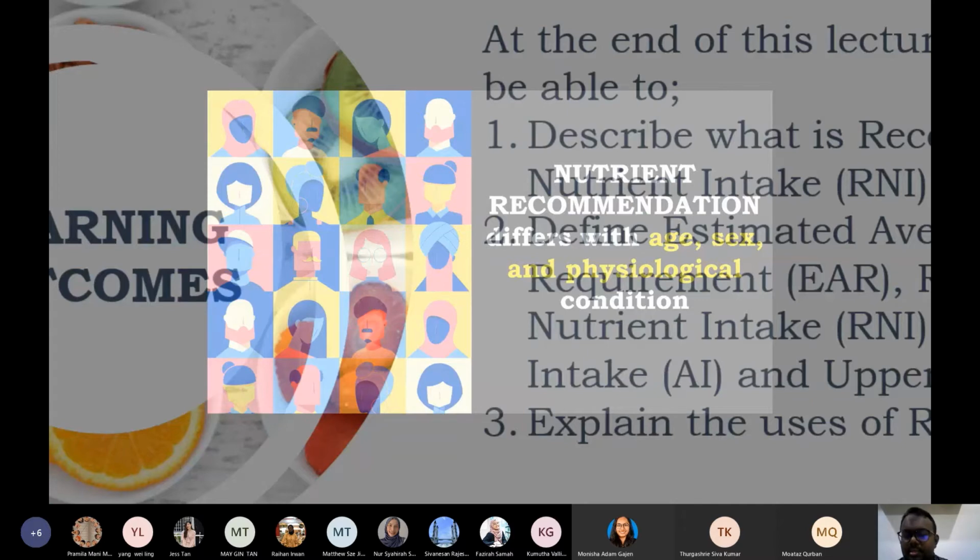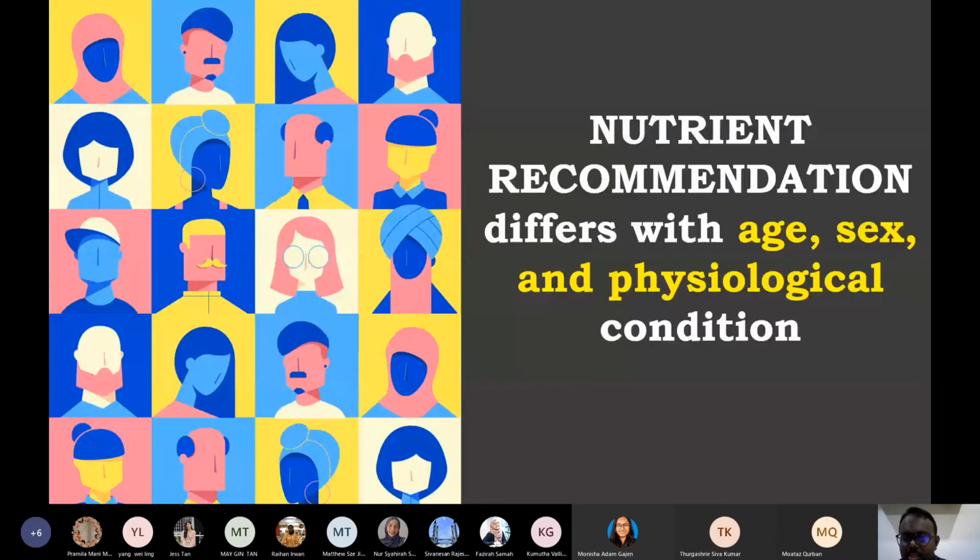So nutrient recommendation differs with age, sex, and physiological condition. Different age will have different nutrient needs and their recommendation. Similar goes to the sex, gender, and also physiological condition.